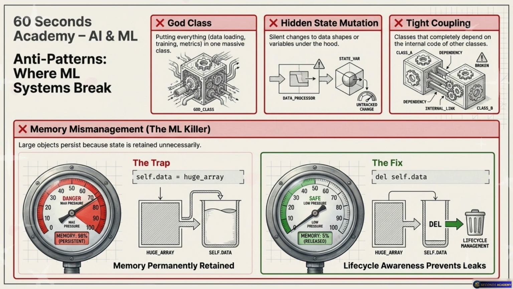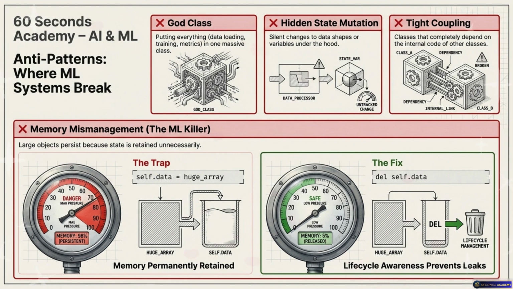So what is the technical fix for that? The fix is explicit lifecycle awareness. Using the command del self.data to explicitly tell the Python interpreter, I'm completely done with this specific chunk of memory, release it back to the OS immediately. So you don't wait for the garbage collector to save you. Don't wait. Prevent the memory leak before it happens.